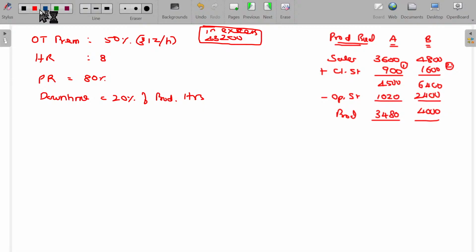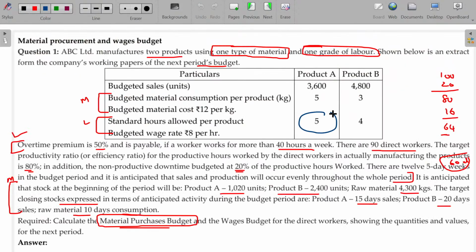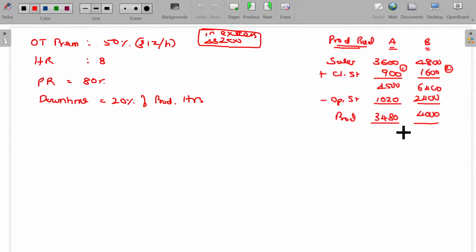Now, come on. How many units are produced? So, what is the time required? 5 and 4. This one requires 5 hours. This one requires 4 hours. 17,004 hours, 400 hours, 16,000. Hours required. What is the total productive hours required? 43,000. 33,400 productive hours needed.